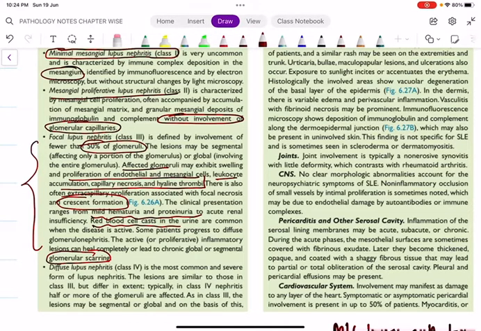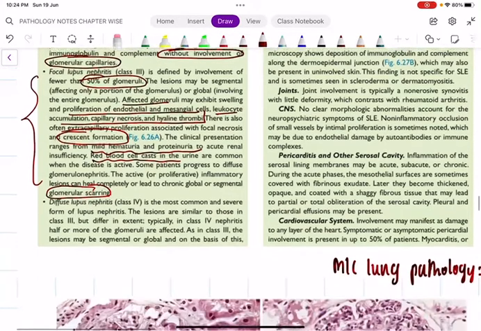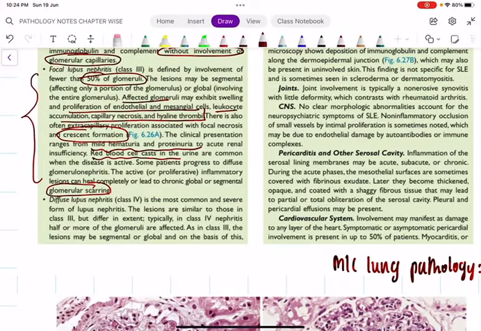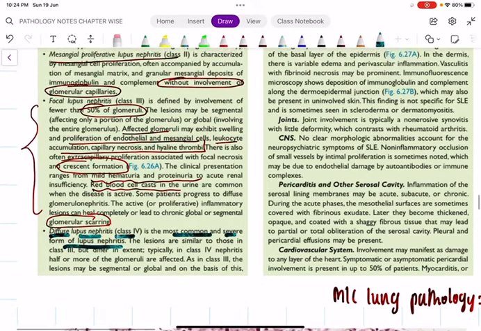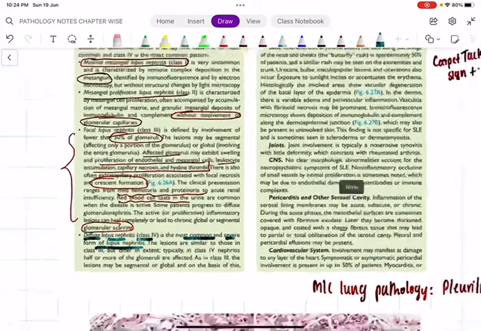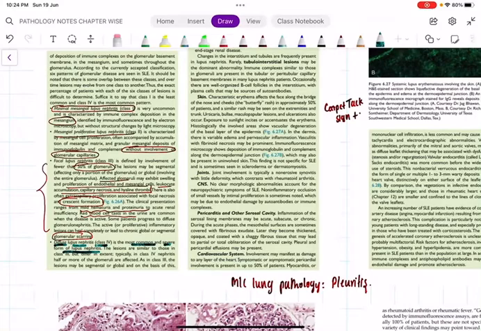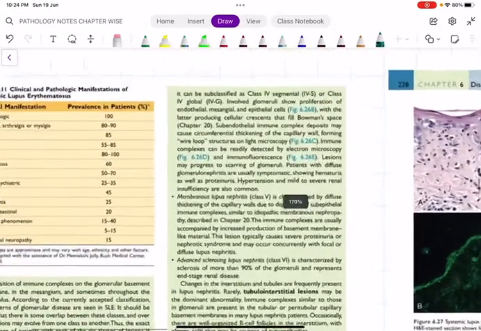Then class 4. Remember, class 4 is the most common. This is an MCQ, straight away an MCQ question. Class 4, diffuse lupus nephritis, is the most common and the severe form of lupus nephritis. It is similar to class 3, but the only difference is, I told you that in class 3 mainly less than 50% of the glomeruli will be involved. In class 4, the whole of the glomerulus will be involved for sure. There is no 'or'. The complete glomerulus will be involved. That is called class 4.